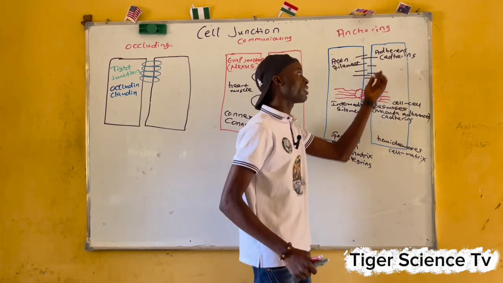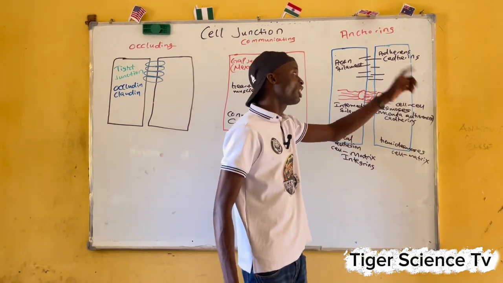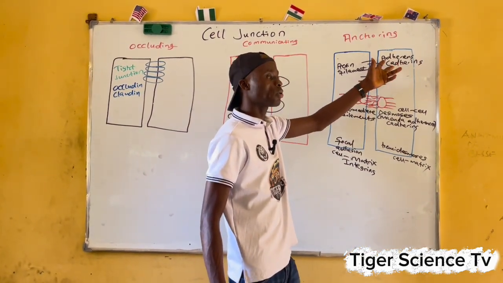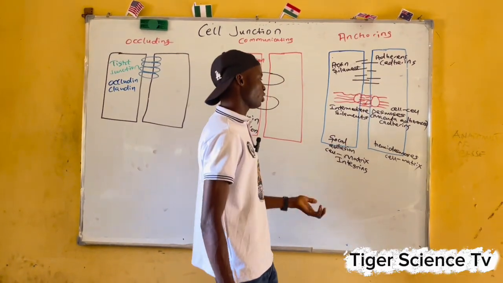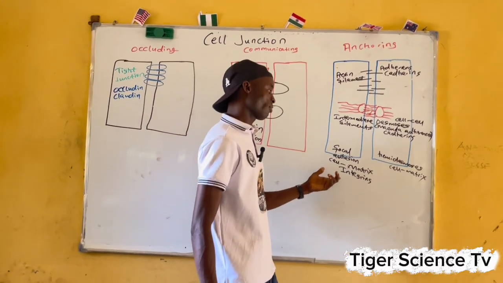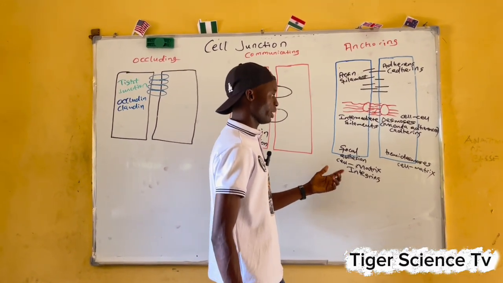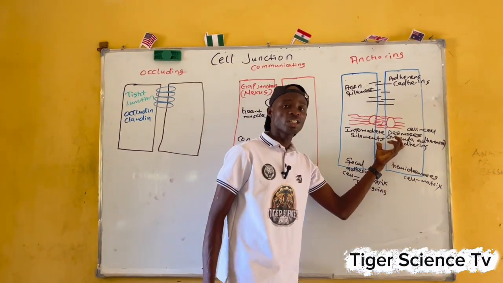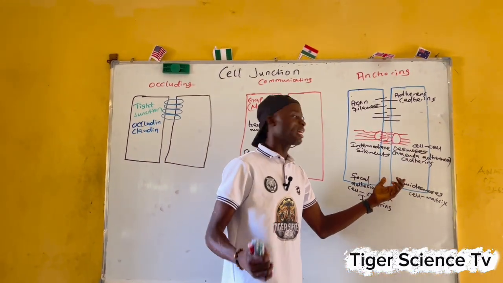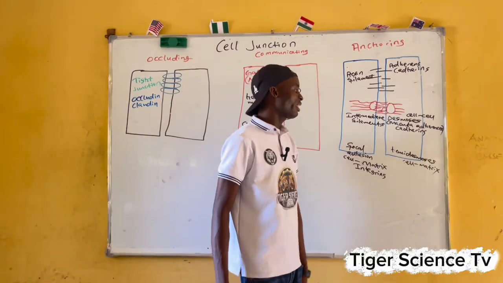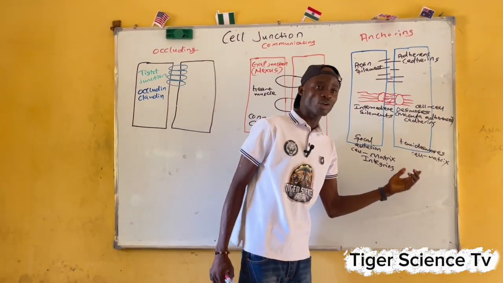So, what are their examples? You see them in the skin. You see the focal adhesions in the basal membrane of epithelial tissue mostly. Desmosomes are mostly found in the skin because there is more mechanical impact in the skin. For hemidesmosomes, you find them in the basal membrane of epithelial tissue.